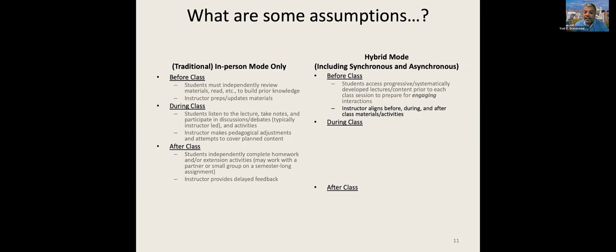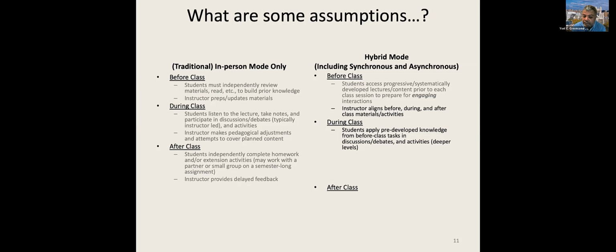So the instructor aligns before, during, and after class materials and activities. So now, instead of just planning for that one class session, you're planning for the upcoming class session and the one after it, because you want to make sure that those two class sessions have links. Because before class, you need to have a link to the class, and after class, you need to have a link to that class that was taught, and then links to the upcoming class.